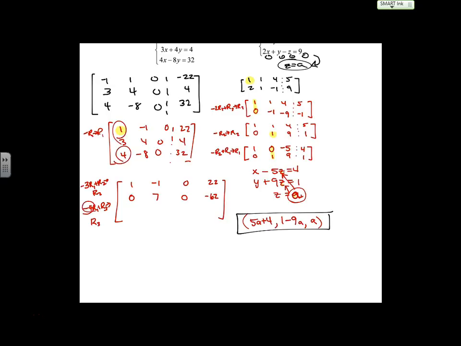Negative 4 times 1 plus 4 is 0. Negative 4 times negative 1 plus 8 is 4 minus 8, and then that'd be negative 4. The negative 4 times 0 plus 0 is 0. Negative 88 plus 32 is negative 56.